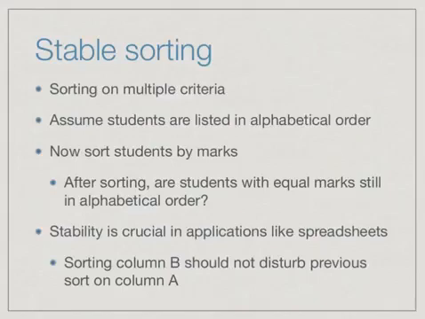So in other words, you have an original order in alphabetical order, and then you take another attribute, namely marks, and sorting by marks should not disturb the sorting that already exists in alphabetical order. What this amounts to saying is that if we have two items in the original list which are equal, then they must retain the same order after the sorting. So I should not take two elements that are equal and swap them while sorting. And this would be crucial when you're using something like a spreadsheet, because if you sort by one column, you don't want to disturb the sorting that you did by another column.